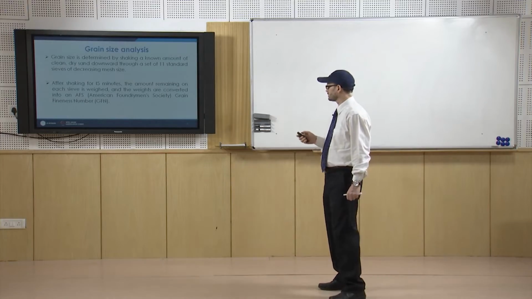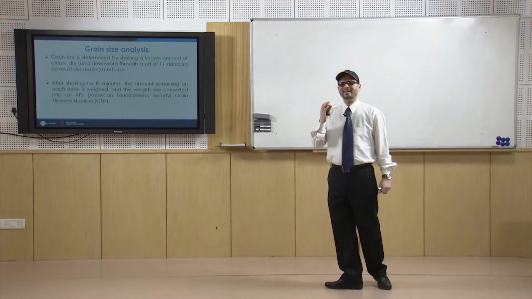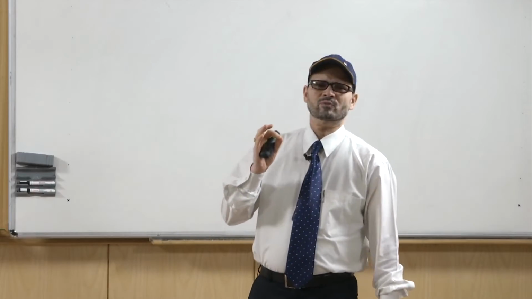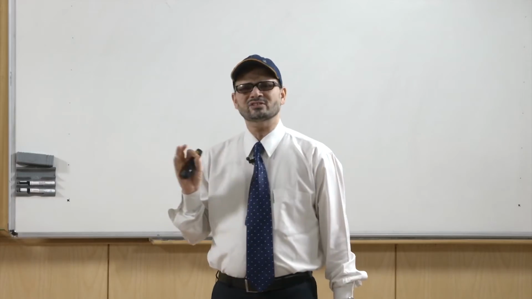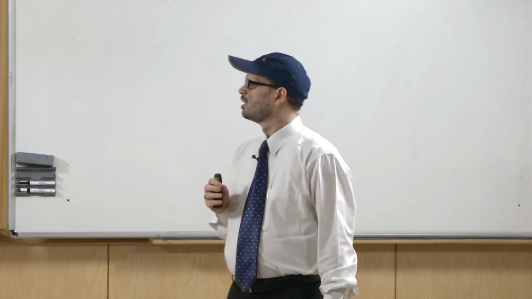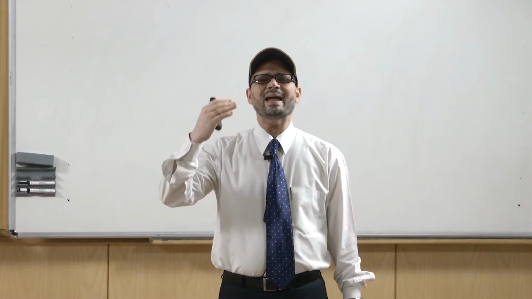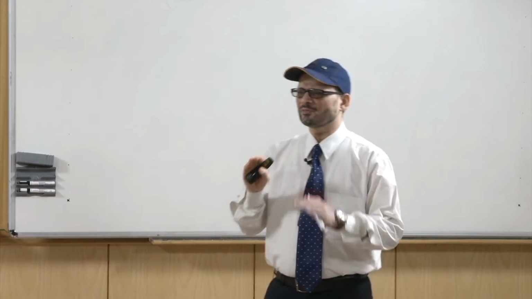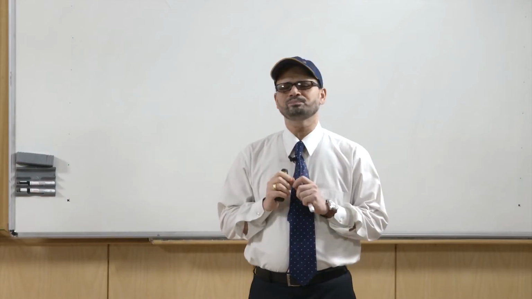So, first is grain size analysis. You know, grain size is very important in controlling the properties of the molding sand. The grain size may be fine or may be coarse. Now, if you take coarse sand, it has a good refractoriness value, whereas if you take a fine sand, it has a low refractoriness value.